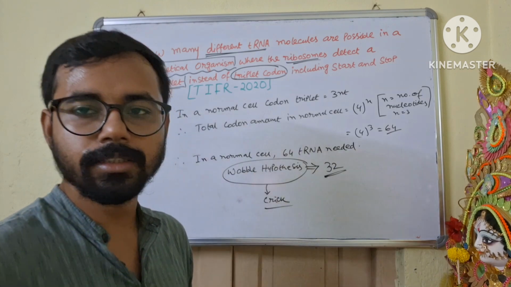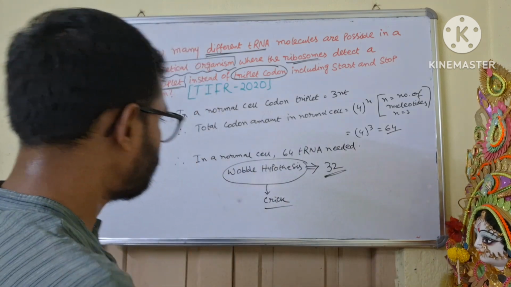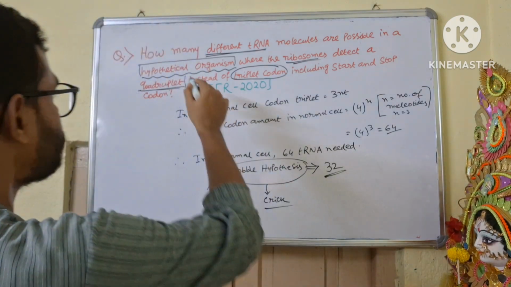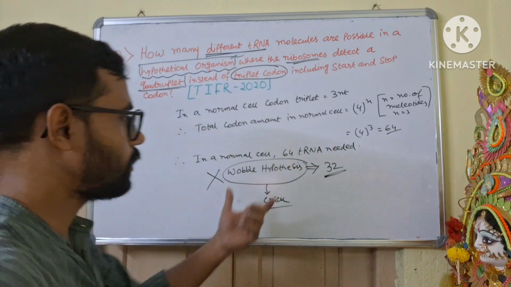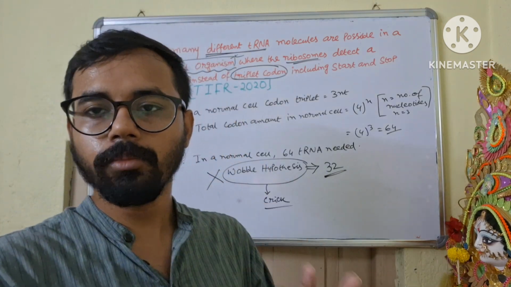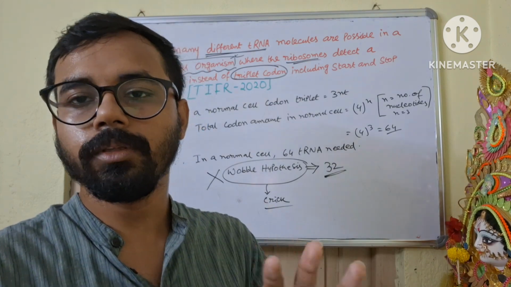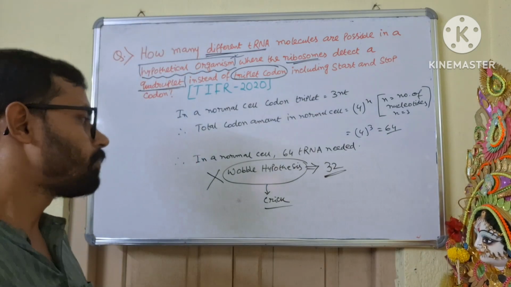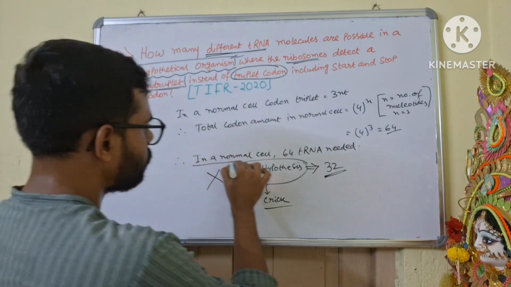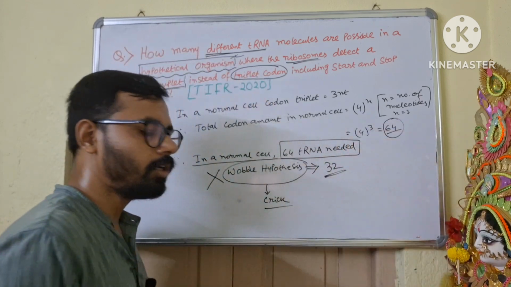But is this hypothesis applied to the hypothetical organism also? The answer is clearly no. So we do not consider the Wobble hypothesis in that question, where the organism is hypothetical. This Wobble hypothesis applies to living organisms, normal cells, but not in the case of a hypothetical organism. So clearly we omit the Wobble hypothesis. So just remember, in a normal cell, 64 tRNAs are needed, that means the number of codons equals the number of tRNA molecules.